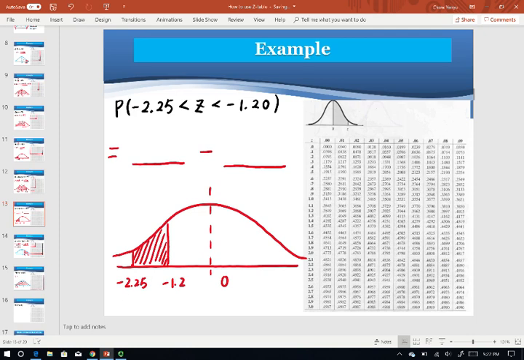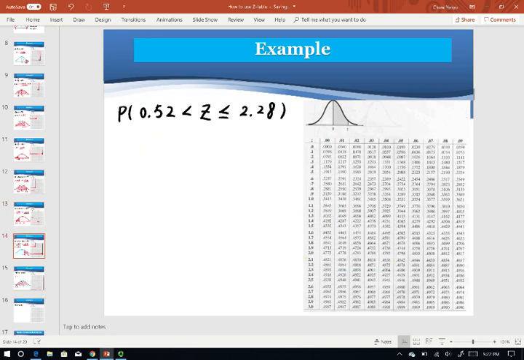So the bigger one is 2.25. The 5 is here, so this is the crossing: 0.4878. And for 1.2, 1.20 is here. This is the crossing. So minus 0.3849. Okay. And similarly, if it's between two positive numbers, it's the same.